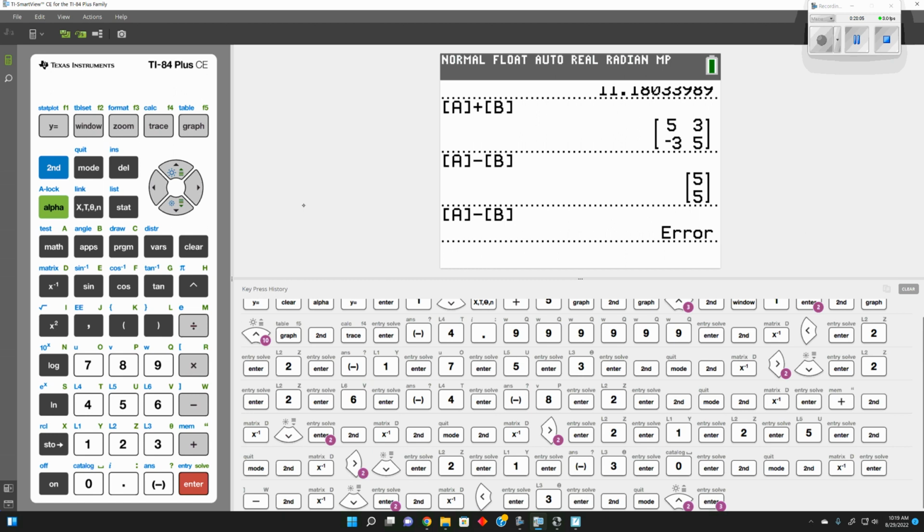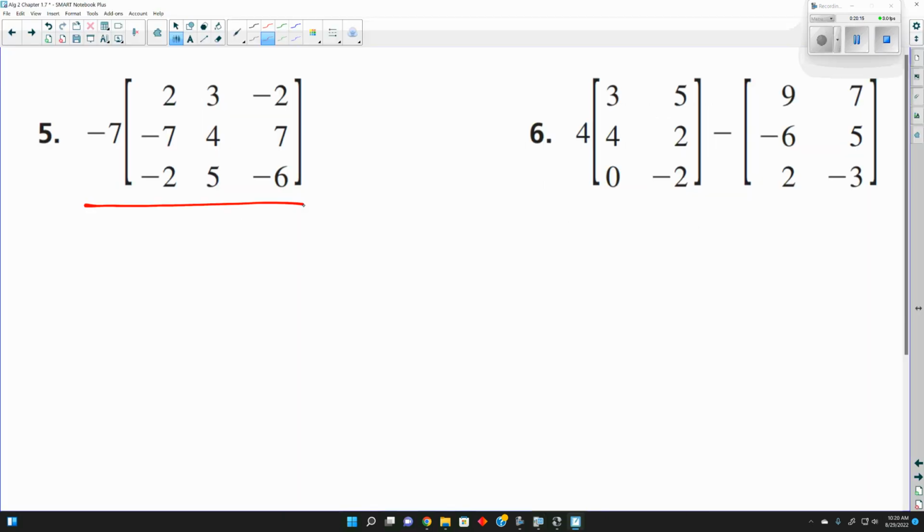Because number 6, we have 4 times the first matrix minus the second matrix, yes? So let's define the first one. Come back over here, we're going to define this one as A and this one as B. If we had a third matrix, we could define it as C. We could keep going on.